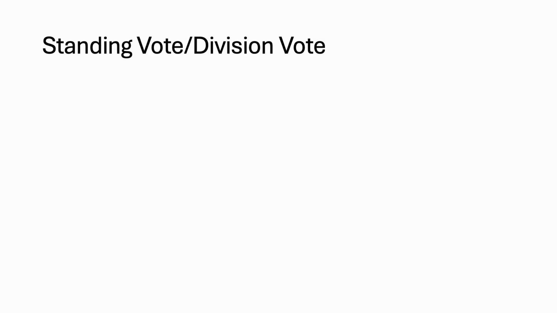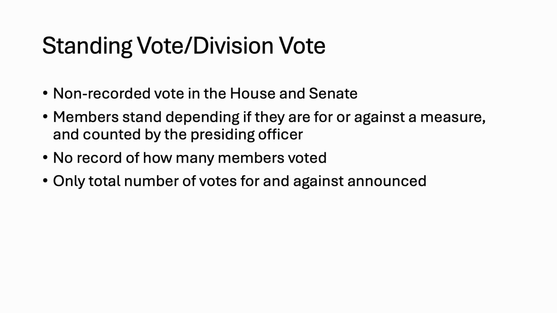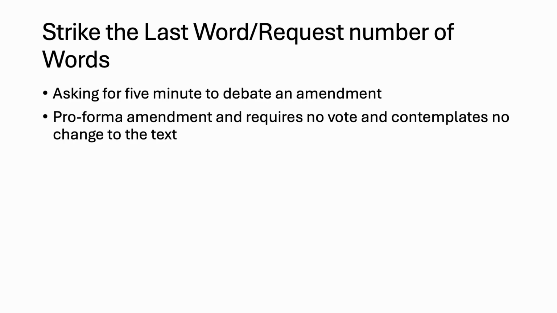Standing vote/division vote. Non-recorded vote in the House and Senate. Members stand depending on whether they are for or against a measure and are counted by the presiding officer. No record of how many members voted. Only the total number of votes for and against are announced. Strike the last word/request number of words. Asking for a 5-minute debate on an amendment. Pro forma amendment that requires no vote and contemplates no change of text.